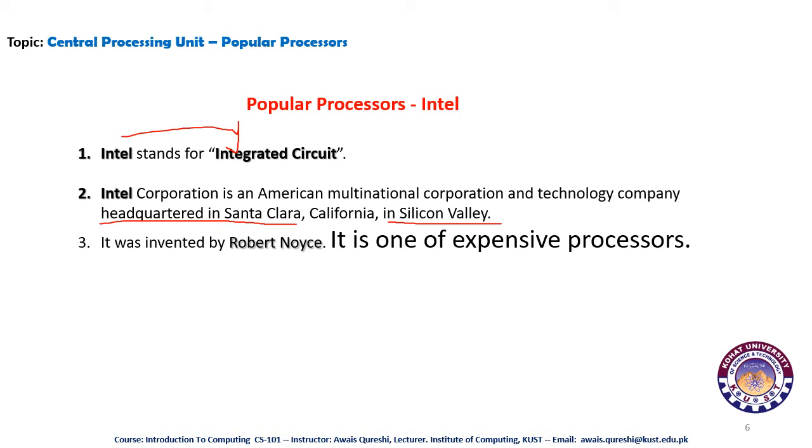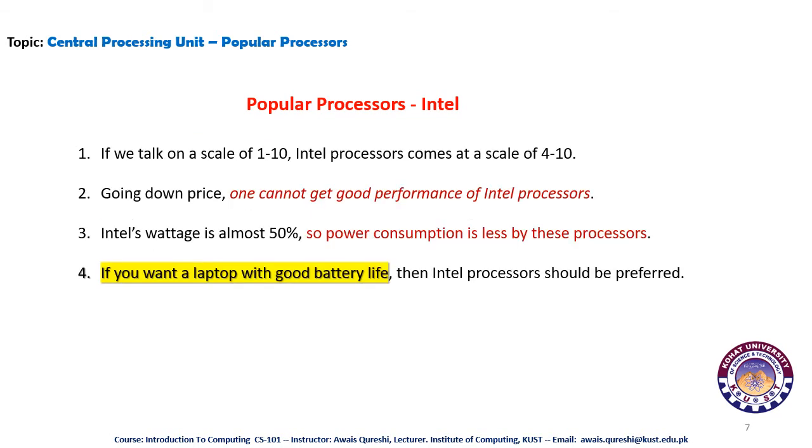And who is the inventor of this popular company? The inventor's name was Robert Noyce, and it has some of the expensive processors available in the market. If we talk on a scale of 1 to 10, Intel processors come at a scale of 4 to 10. So Intel processors have a very huge market share and a very good scale from 4 to 10.